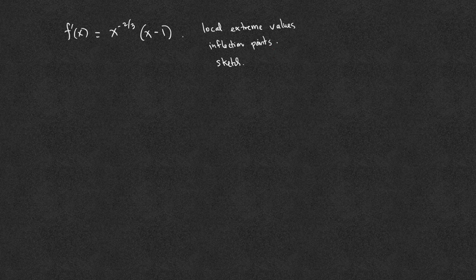down. In this case, we are not given the function f of x, but we are given the first derivative. The first derivative is 0 when x equals 1, and it is undefined when x equals 0. To see this, we rewrite the first derivative as 1 over x to the 2/3 times x minus 1, which is x minus 1 over x to the 2/3.